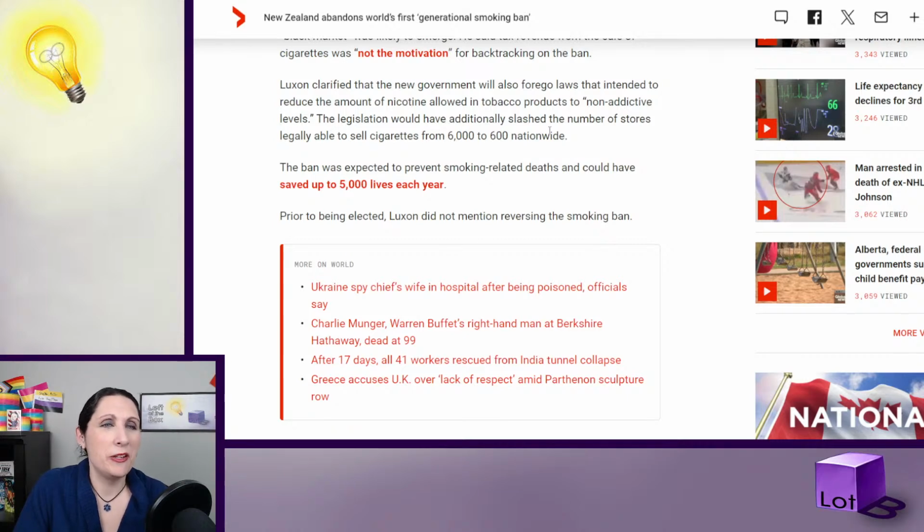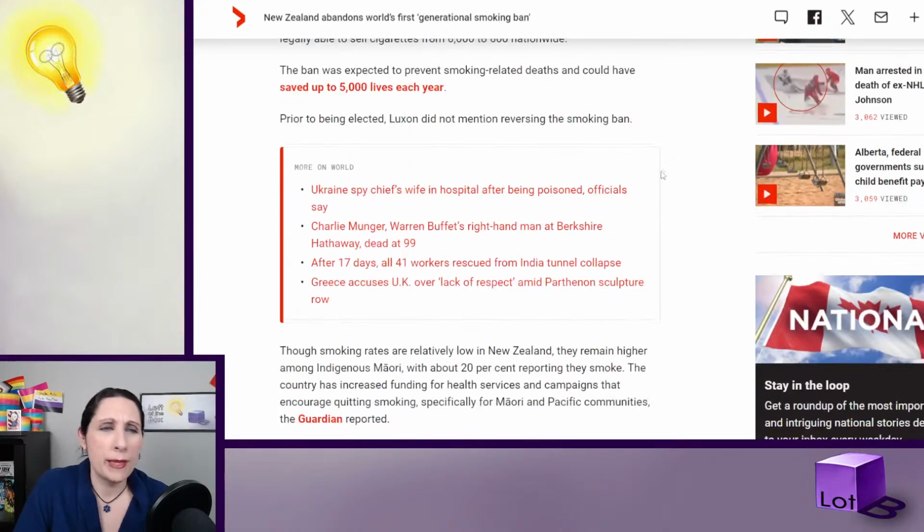The legislation would have additionally slashed the number of stores legally able to sell cigarettes from 6,000 to 600 nationwide. The ban was expected to prevent smoking-related deaths and could have saved up to 5,000 lives a year. Prior to being elected, Luxon did not mention reversing the smoking ban.